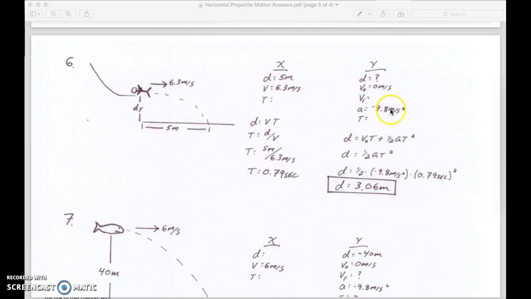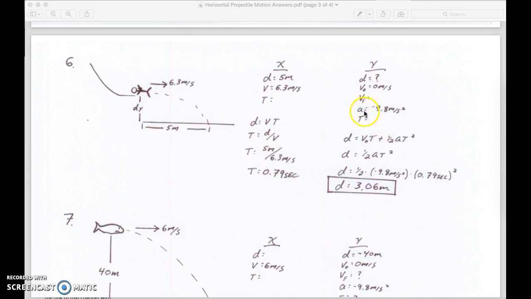We only have two numbers in the Y direction, so we can't solve for the displacement yet. But if we solve for time in the X direction, we can get time in the Y direction. So that's what we're going to do. Displacement equals velocity multiplied by time for constant velocity motion, which the horizontal always is. Time is displacement over velocity, so 5 over 6.3, and that's going to give me a time in the air of 0.79 seconds.